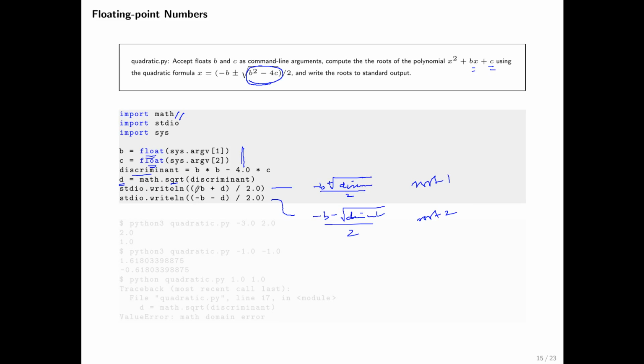Notice that you could have also saved this into an intermediate variable and called it root 1 and printed out root 1 if you want, but you don't have to do it. Similarly, you can assign this expression to another variable called root 2 and then write that out. All right. Okay, so that's that.